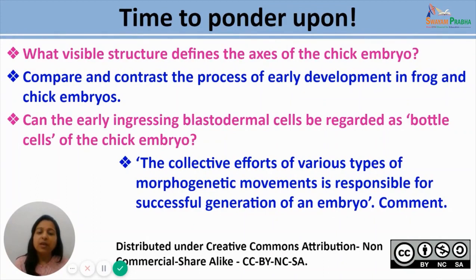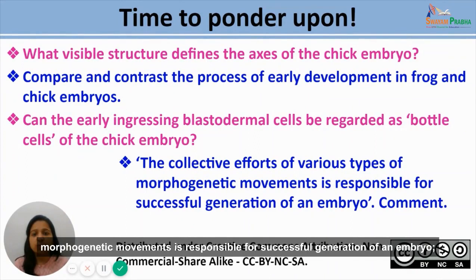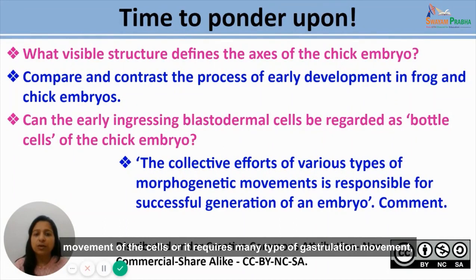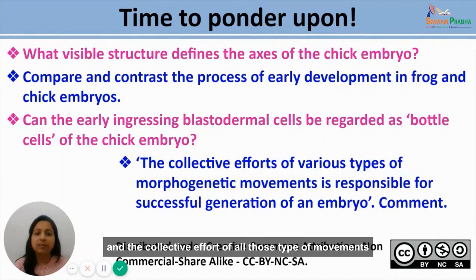The collective effort of various types of morphogenetic movements is responsible for the successful generation of an embryo. You have to comment on this statement. Whether gastrulation involves a single type of movement of the cells or requires many types of gastrulation movements, and the collective effort of all those movements helps in the successful generation of an embryo. You need to comment on this statement.